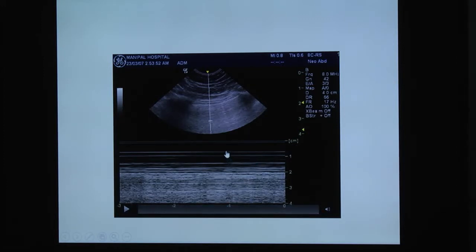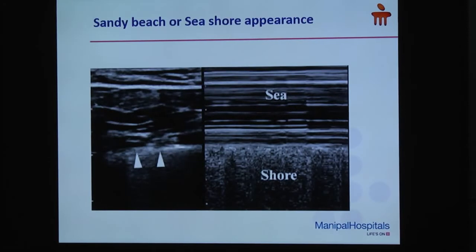Okay, this looks like sea, and this looks like shore, like sand. This is called the seashore sign. If the patient doesn't have pneumothorax, if the patient is normal, this is what you will see. So this is sea and this is shore, and the change happens at the level of the pleura.